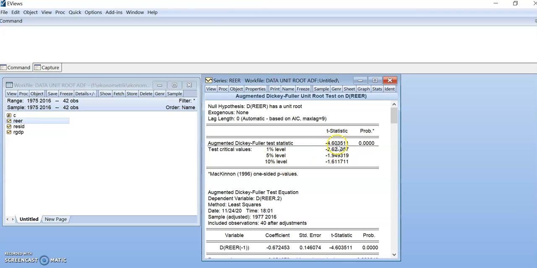This means that 4.60 is larger than the critical values at 1%, 5% and 10%. The probability is also less than 5%. So I want you to do the same process for all the variables that you have for your project. Do the same process.